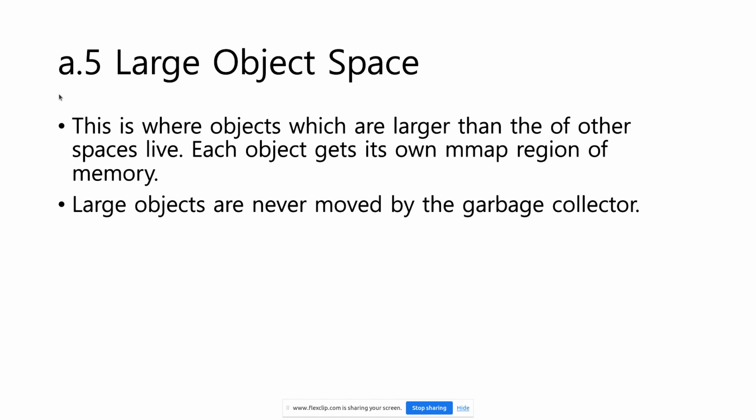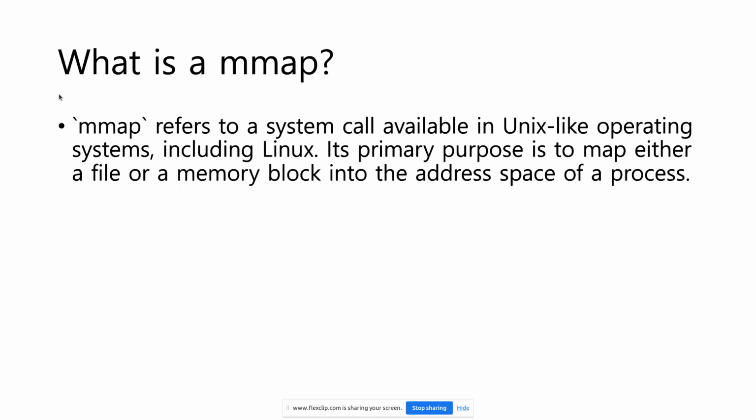These are weird objects which are larger than what the other spaces hold. Each object gets its own mmap region of memory and it is never moved by the garbage collector. And the question is, what the hell is mmap and what is an mmap region? mmap refers to a system call available in Unix-like operating systems, including Linux. Its primary purpose is to map a file or a memory block into the memory address space of the process.